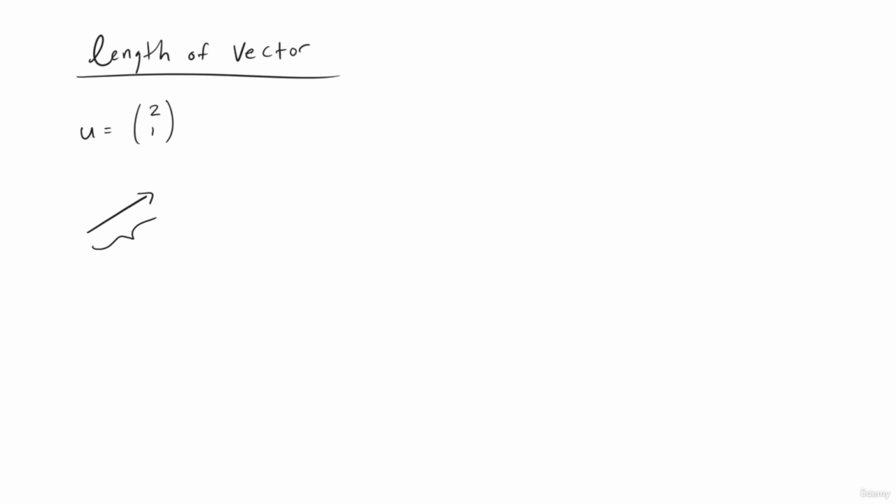So, length of a vector. Okay, and so let's take our vector u. U has these components. It's a two-dimensional vector. And what we want to do is calculate its length. The length of a vector is literally just the length of the vector itself, the distance, how long it is.